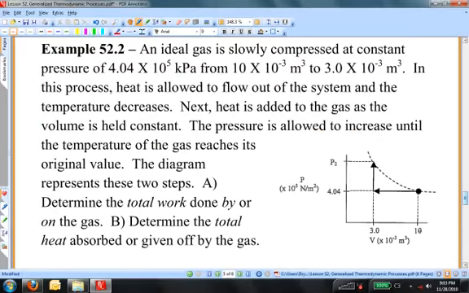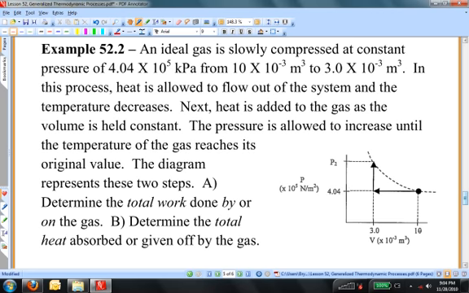An ideal gas is slowly compressed at constant pressure of 4.04 times 10 to the 5 kilopascal from 10 times 10 to the minus 3 cubic meters to 3 times 10 to the minus 3 cubic meters. In this process, heat is allowed to flow out of the system and the temperature decreases. Next, heat is added to the gas as the volume is held constant. The pressure is allowed to increase until the temperature of the gas reaches its original value. The diagram represents these two steps. In part A, determine the total work done by or on the gas, and B, determine the total heat absorbed or given off by the gas.